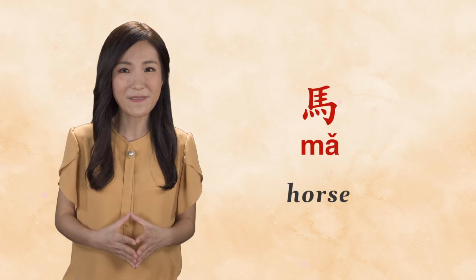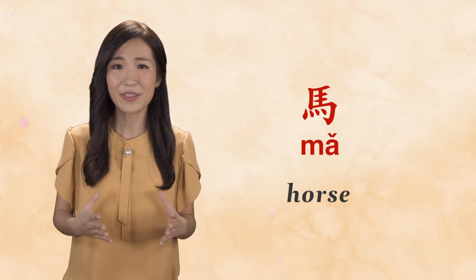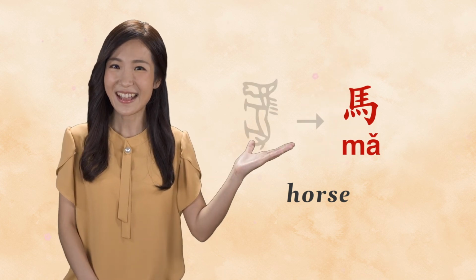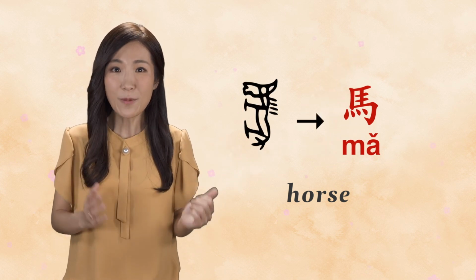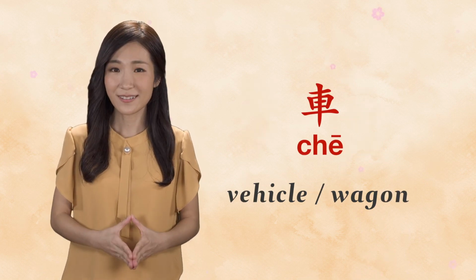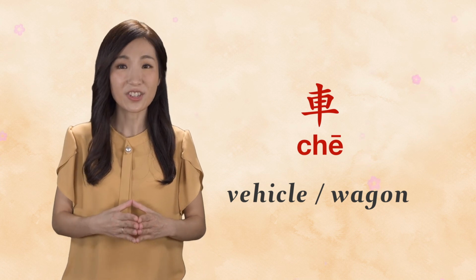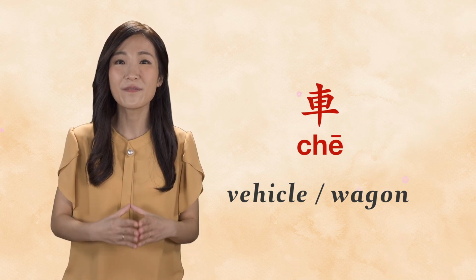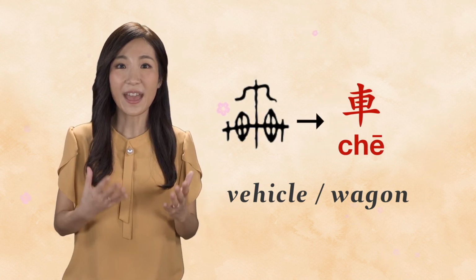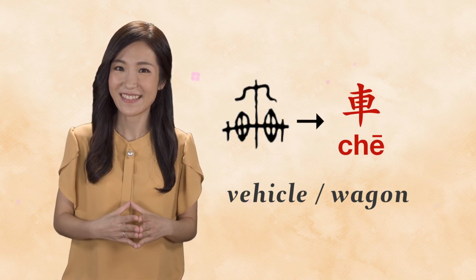Finally, let's look at a few characters that have to do with transportation. 马, pronounce with me. 马. This means horse, and it used to be written in an older form. Can you still make out the remnants of the old picture? 车, pronounce with me. 车. This means vehicle or wagon. Can you make out the axles and a cabin?